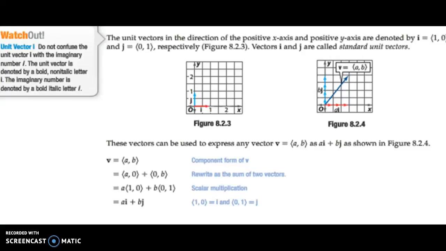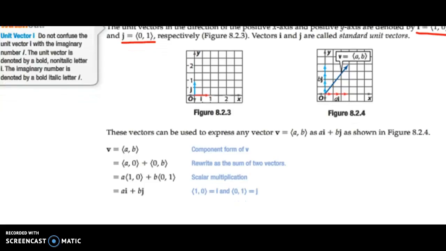So far we've talked about how to write vectors in component form, but we can also write them in a different form. The way we do that is we need to know some vector i, which is the component 1, 0, and some vector j, which is the component 0, 1. So essentially you'll see that i is in terms of x's and j is in terms of y's.